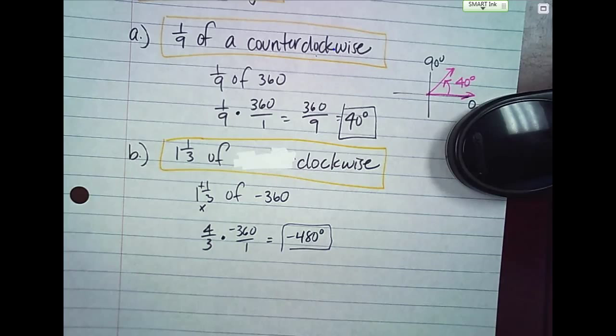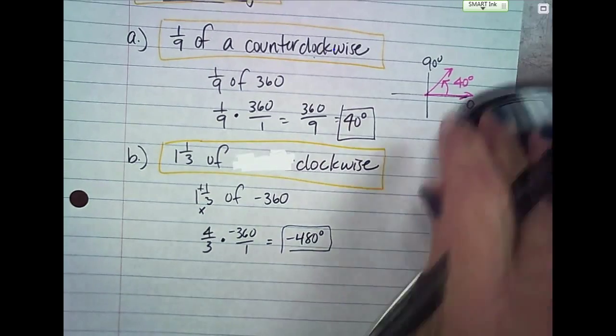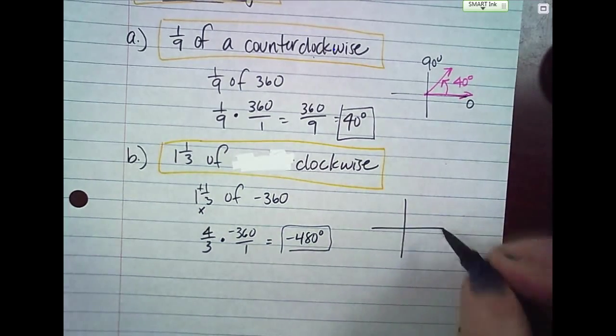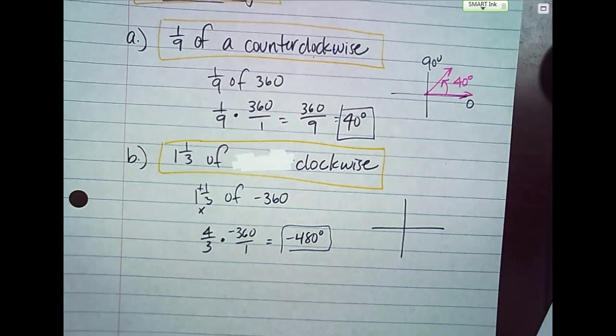Right? We're going to go around more than one time. Try to sketch that for me. Sketch negative 480. Show me your arrow, so I know which way you went.